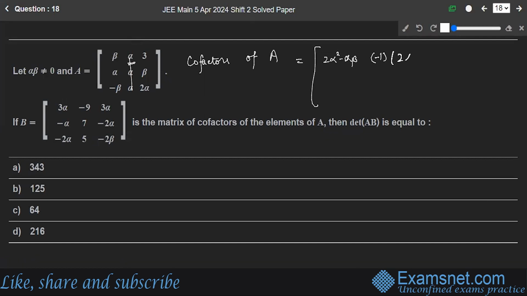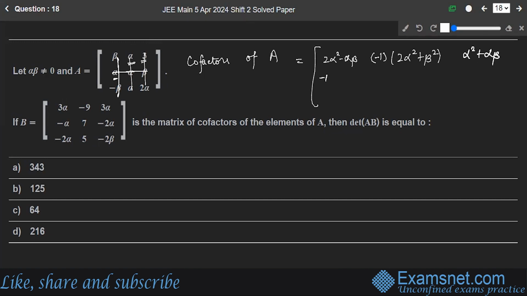So this is this. And further, now here will be plus. Now I'll be taking this 3, leaving this and this. This will be alpha square plus alpha beta. So alpha square plus alpha beta. Following the same method, this is your second row, first column. So leaving your second row and first column, this will be 2 alpha square minus 3 alpha.